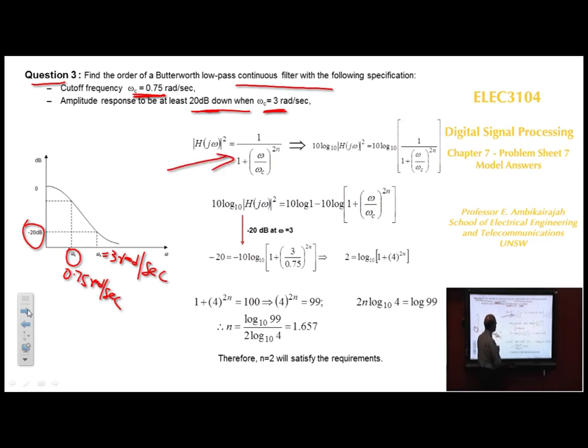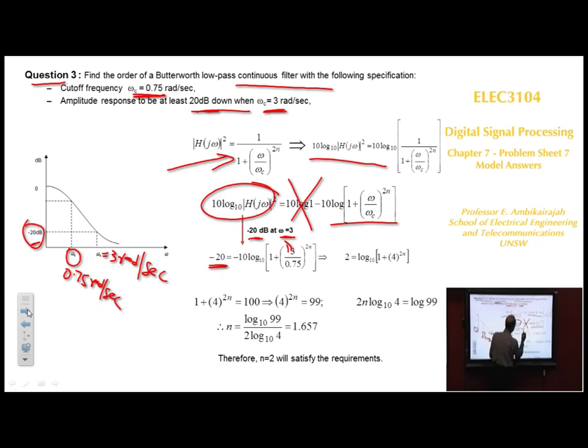That's the equation for us, and then take 10 log on both sides. And now you substitute 10 log. When you do this, this is 0, so that part is there. This 10 log now becomes minus 20 dB at omega equal to 3. So you put minus 20 dB and put omega equal to 3 there. And cutoff frequency is 0.75. Substitute that as well. Now you do the simplification as we have done before.